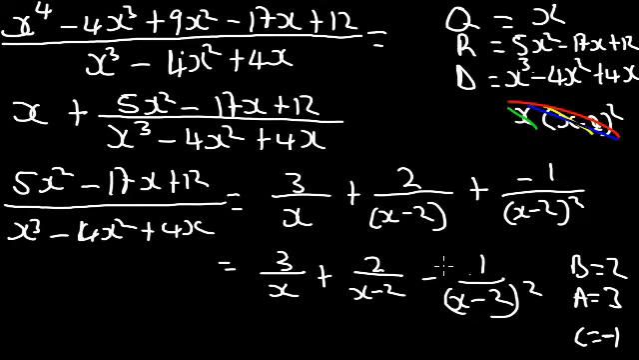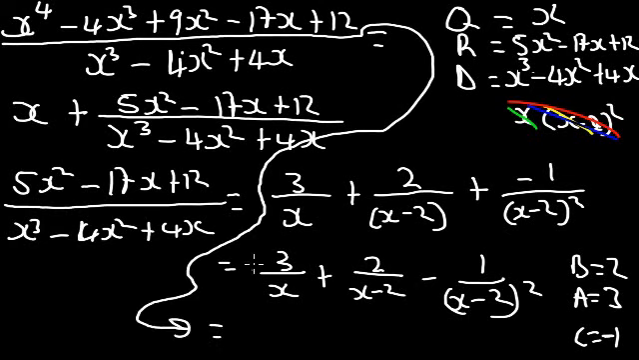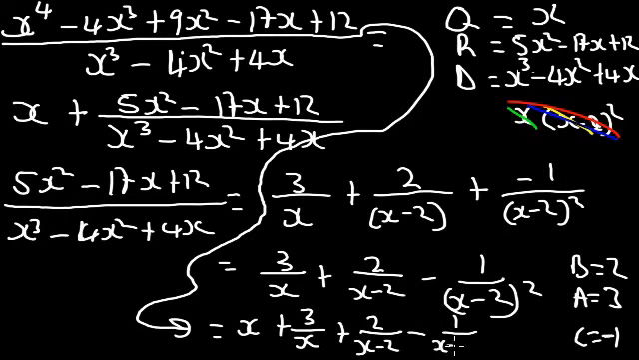So the next thing is just to associate the quotients. So final answer for the original problem will become this. That will be x plus 3 divided by x plus 2 divided by x minus 2, then minus 1 divided by x minus 2 all squared. And that will be our final answer. And that is it for this video.